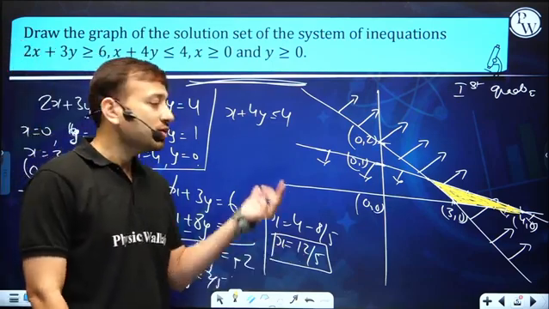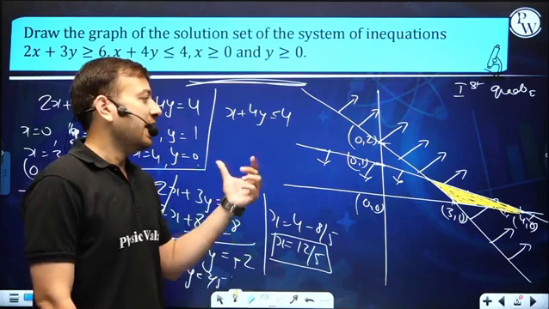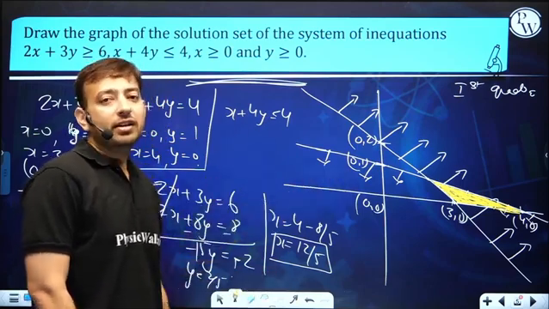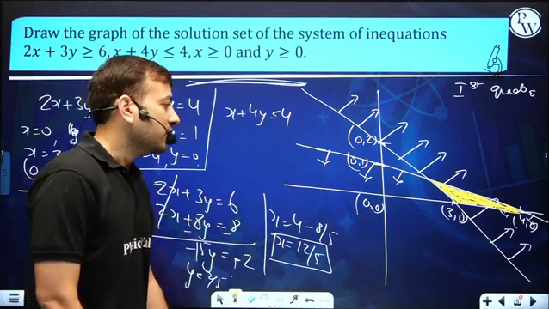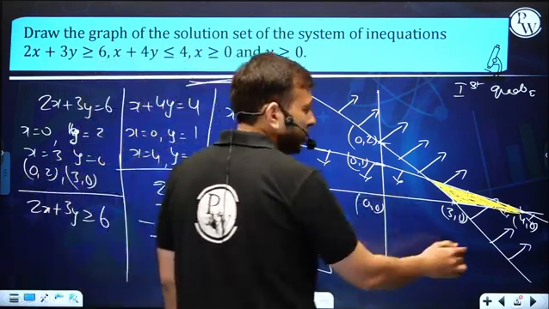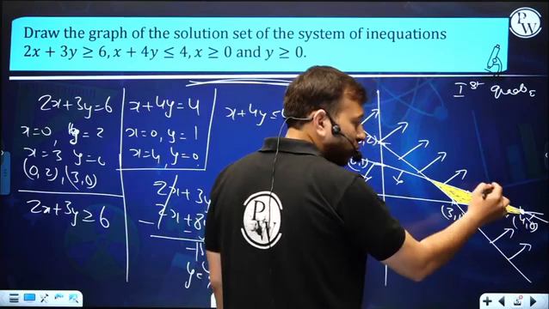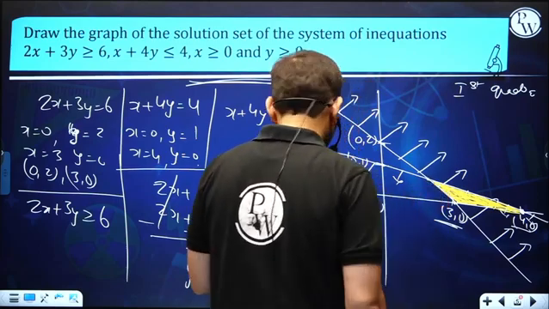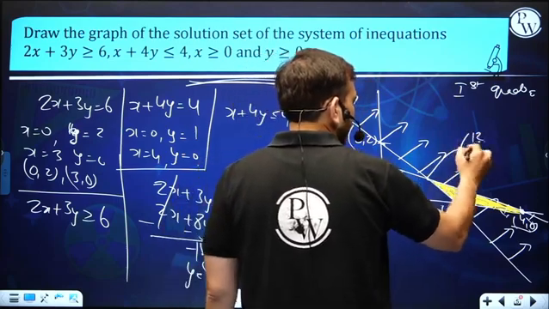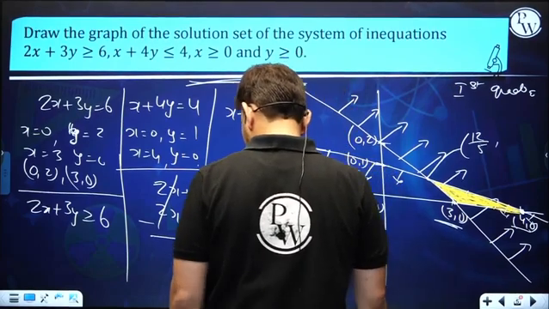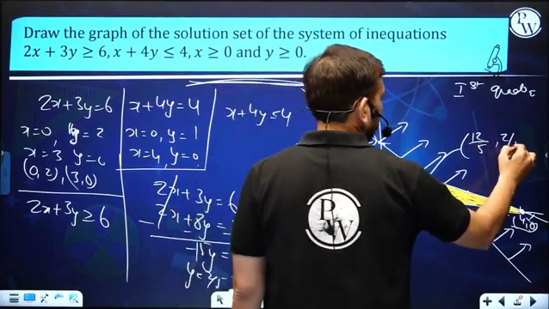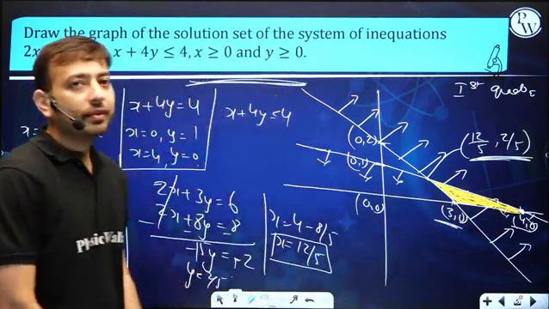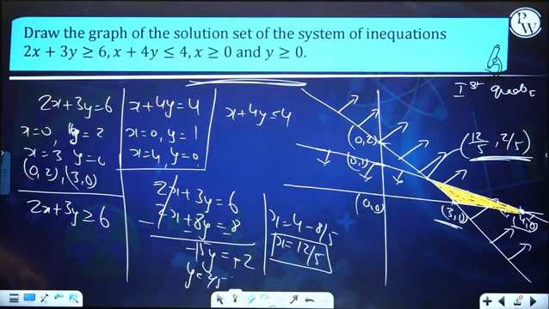In LPP also the same things will come, the same line equations will come. You need to find the common solution. And always after finding the common solution, if it is a closed diagram, you should know the corner points, like (3, 0), (4, 0). What is this corner point? This corner point is (12/5, 2/5). This is the way of solving simultaneous inequations.